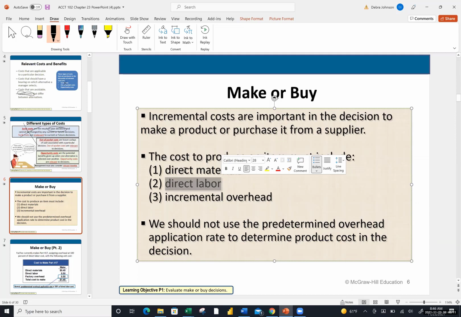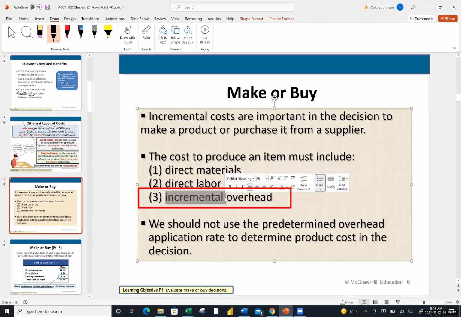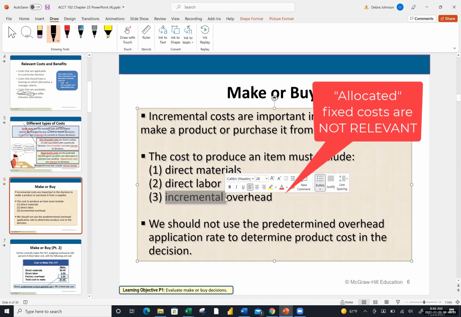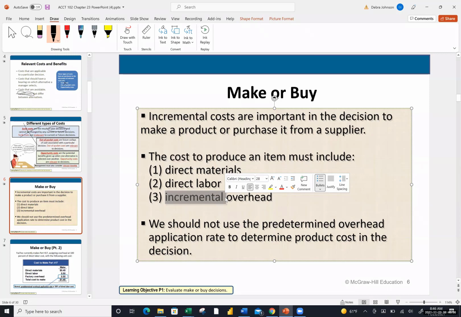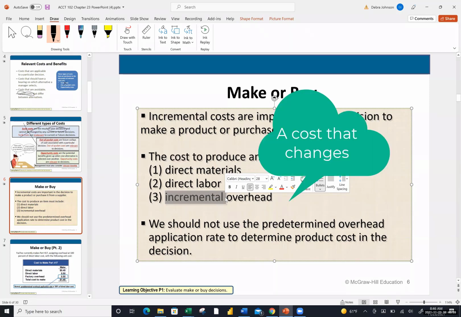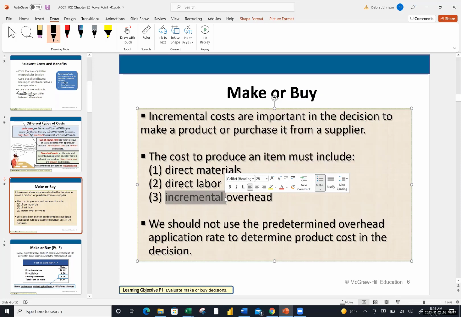And then here's where I think we get stuck a little bit. Only the incremental overhead. Okay, what does that mean? It means if it's a fixed cost that's being allocated to all the goods that we produce, that would not be relevant, because that overhead is going to be incurred regardless of whether we make or buy this part. So what incremental means is overhead that is going to change if we do go out and buy the part. So you have to watch that word incremental. Usually, but not always, it is the variable overhead.